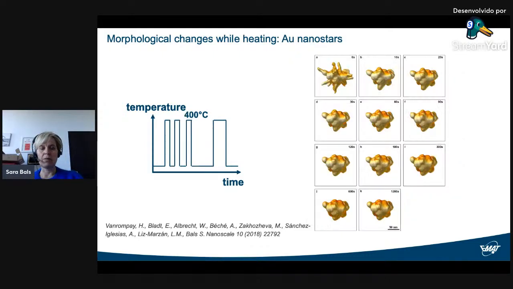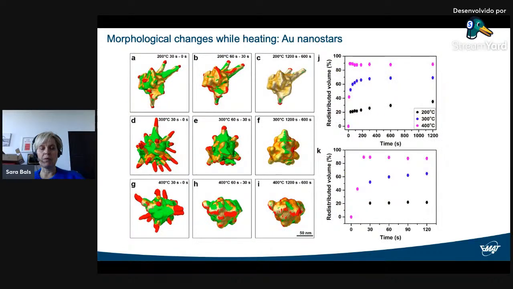We can also go ahead and we can quantify this. Here you see in red where volume is disappearing. We can see in green where the volume is growing. And we can also look at the redistributed volume as a function of heating time. And now we see that most of the changes happen in the first few minutes.